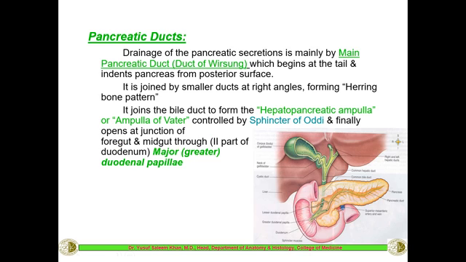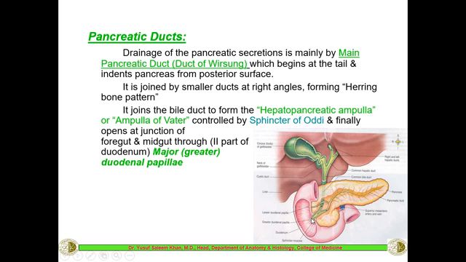So there is a dilated part where the main pancreatic duct joins with the bile duct to form a dilated part called the ampulla of Vater, or the hepato-pancreatic ampulla, because the liver as well as the pancreas both are draining their secretion into this dilated ampulla. So this is called the ampulla of Vater, and it opens through this ampulla into the second part of the duodenum through the major duodenal papilla, also called the greater duodenal papilla.